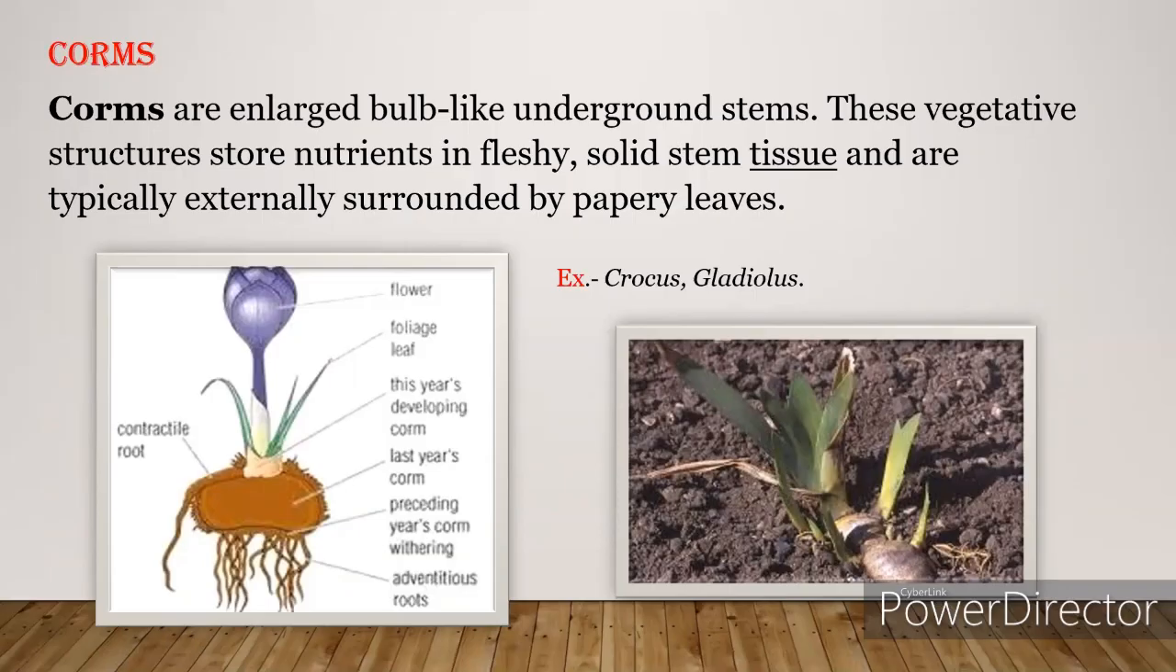Corms produce adventitious roots and possess buds that develop into new plant shoots. The plants that develop from corms include the crocus, the gladiolus, and the taro. These are examples of corms. You can see in these photographs, this is last year's corm, then the preceding year's corm, and these are the adventitious roots. Then on the upper side, this is the newly developed corm, and these are the leaves.